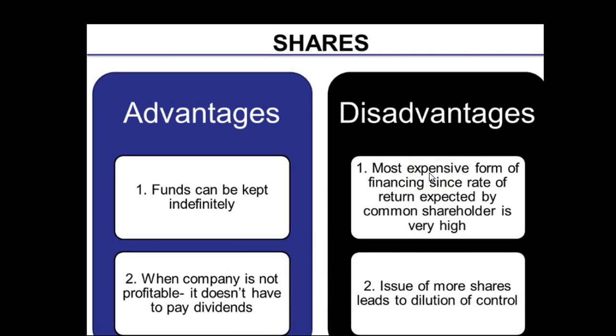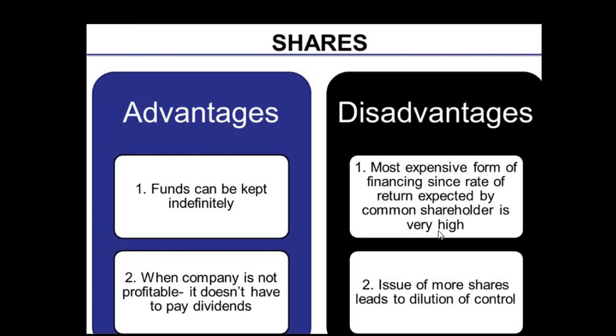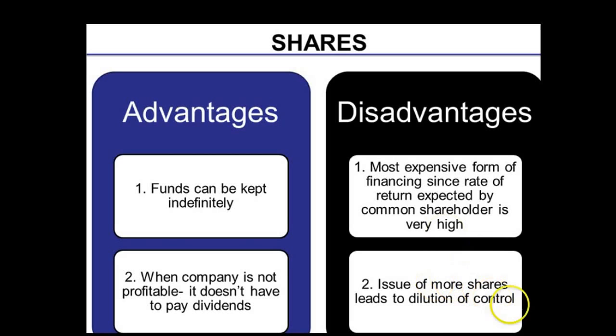The disadvantage of issuing common shares is that it is the most expensive form of financing for a corporation because the rate of return which is expected by the common shareholder is very high. And also, the company which is issuing common shares and paying a dividend to the shareholders cannot claim the dividend for tax deduction. So it is not a taxable expense for the corporation.